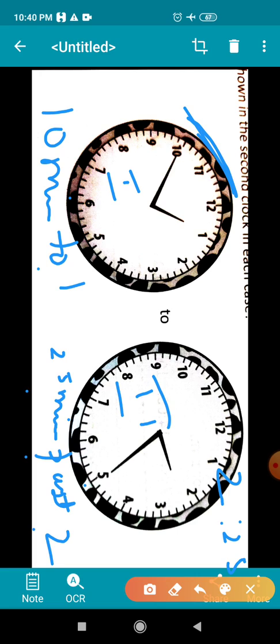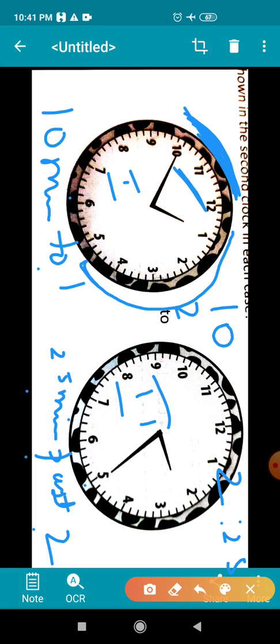So what will we do, children? First we will take this, and after that take this time interval, and we will add. So this time is 10 minutes and this time is 25 minutes. When added together, it comes to 35 minutes. So the time interval between these two clocks will be 35 minutes.